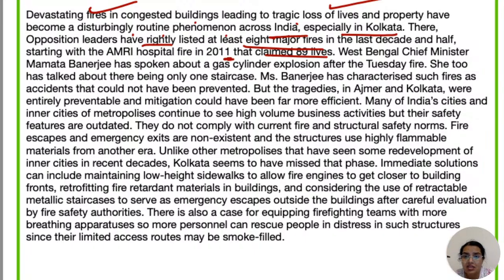West Bengal CM has spoken about a gas cylinder explosion after the Tuesday fire. ये जो उन्होंने gas cylinder explosion के बारे में भी बोला. She too has talked about there being only one staircase. She also mentioned that the reason why people couldn't escape was route ही नहीं था बचने का.